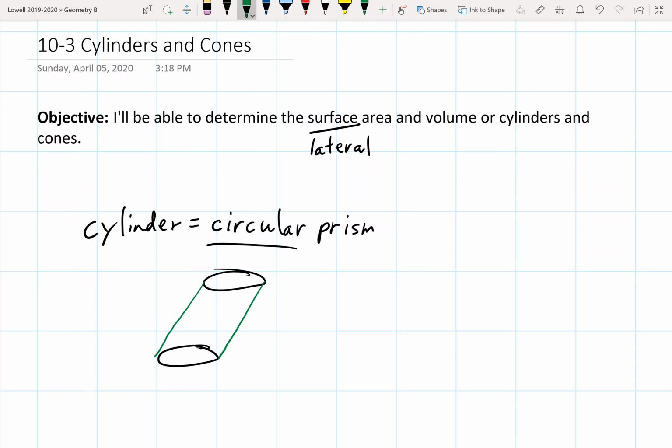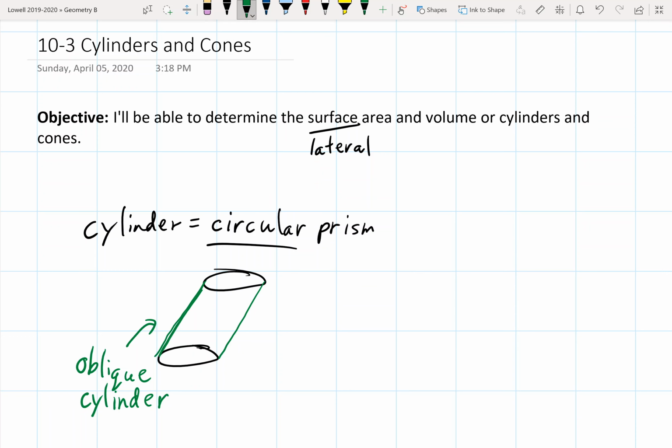Now this one's a little bit different because there are no vertices to connect, and so you could imagine just taking these two circles and then wrapping them around, similar to a toilet paper roll. We would call this an oblique cylinder because the bases do not lie directly over each other. There are also oblique prisms. Those were the similar prisms that we saw in that last video, but I didn't bring it up because it wasn't quite relevant then.